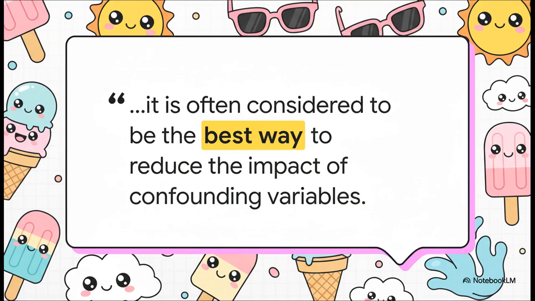And finally, we have the fourth tool, which is really the gold standard. We're talking about randomization. This is where you randomly assign people to either your treatment group or your control group. If your sample is big enough, this simple act of randomizing ensures that all those potential confounders, even the ones you haven't even thought of, are spread out evenly between the groups. It's just the best way to truly isolate the effect you're studying.